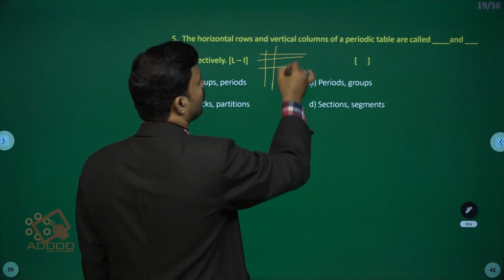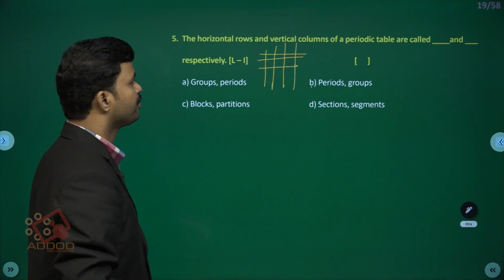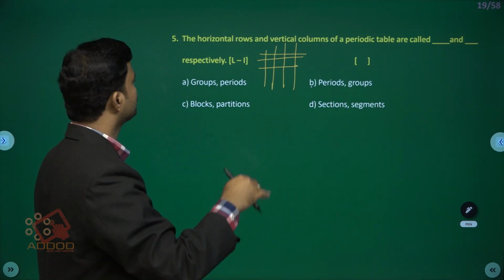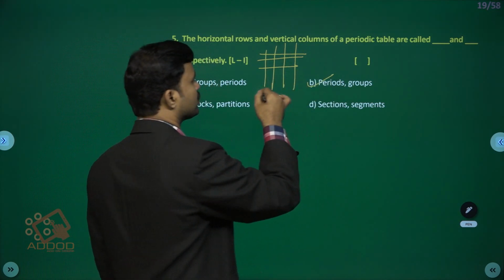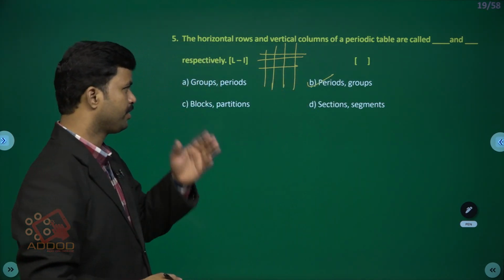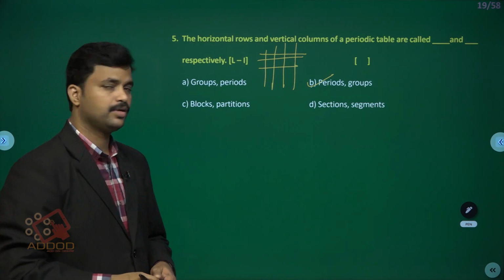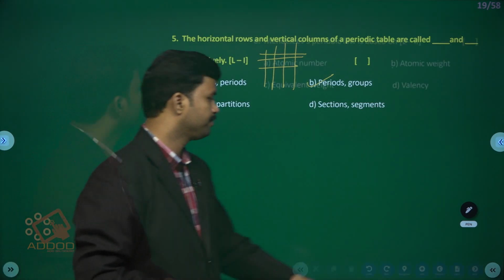and the vertical columns of a periodic table are called periods and groups. The horizontal rows or series are called periods. The vertical columns we call groups in the periodic table.